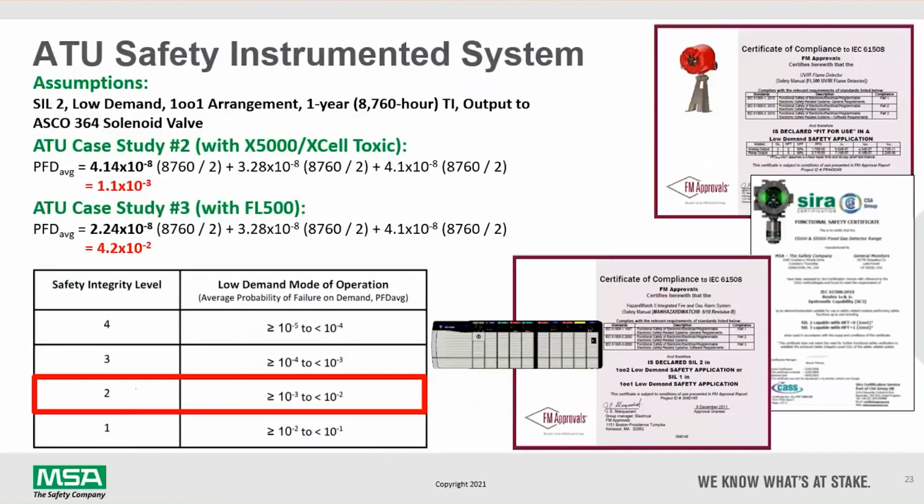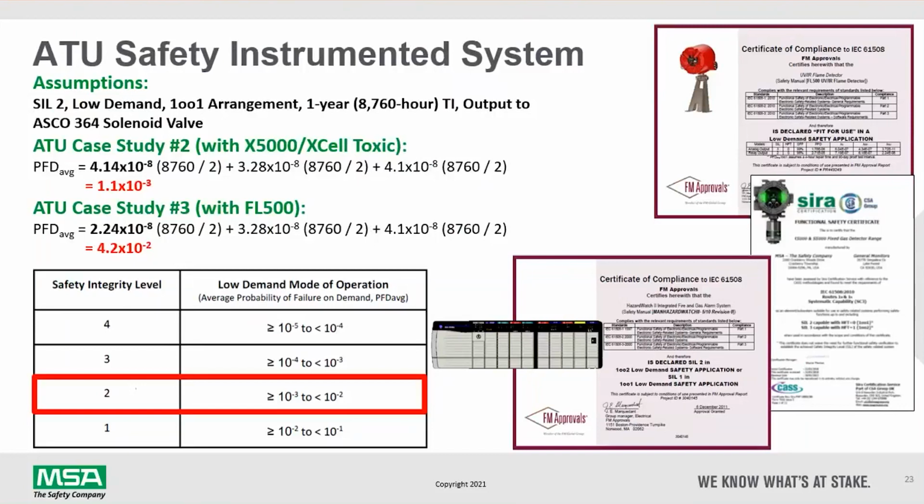Now, taking a look at our ATU cases and applying the PFD average calculation. We're just going to look at a couple of case studies, and there are some general assumptions that we need to make. A couple of key assumptions here are, first of all, our proof test interval, we're going to assume it's 1 year, and that's a pretty typical proof test interval. We're also going to assume that the outputs simply use an ASCO 364 solenoid valve so that we can apply the calculations on the output device as well.